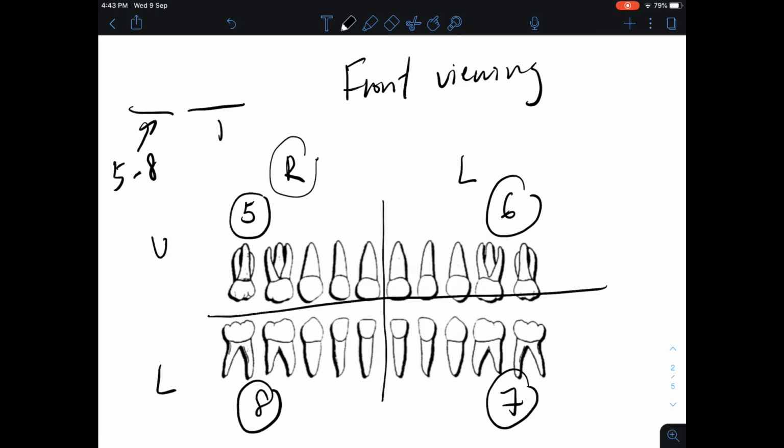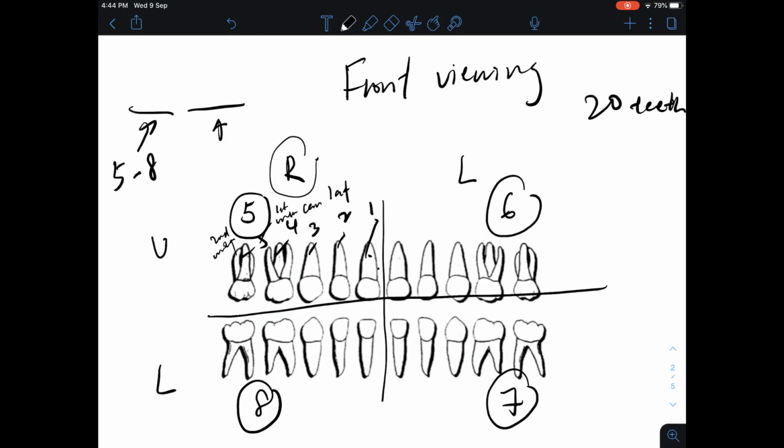However, for the second digit, it's still the same. So this is number 1, number 2, number 3, number 4, and number 5. Remember, children only have 20 teeth in total. So their central incisor is 1, lateral incisor is 2, canine is 3, first molar is 4, and second molar is 5.